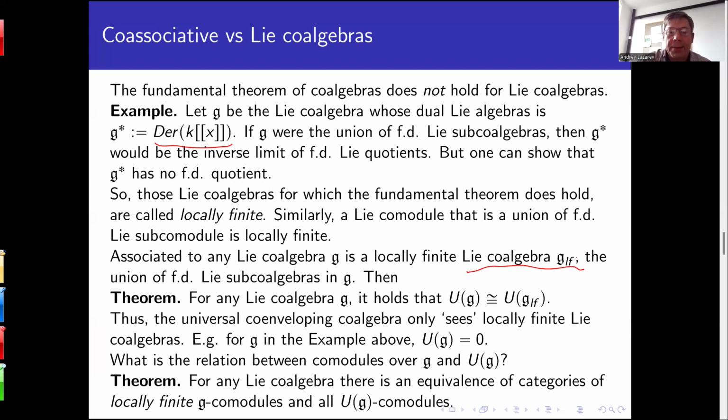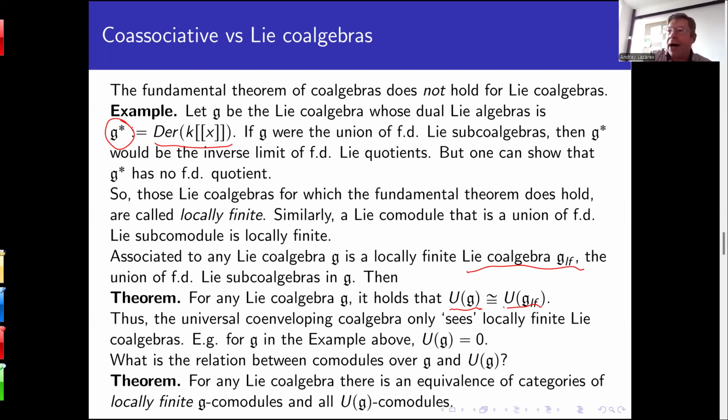Rigorously, what I'm saying is that the universal enveloping coalgebra of a Lie coalgebra is isomorphic to the universal enveloping algebra of its associated locally finite Lie algebra. For this Lie coalgebra, for example, the universal enveloping algebra simply vanishes. So this is something that makes Lie coalgebras markedly different from Lie algebras.